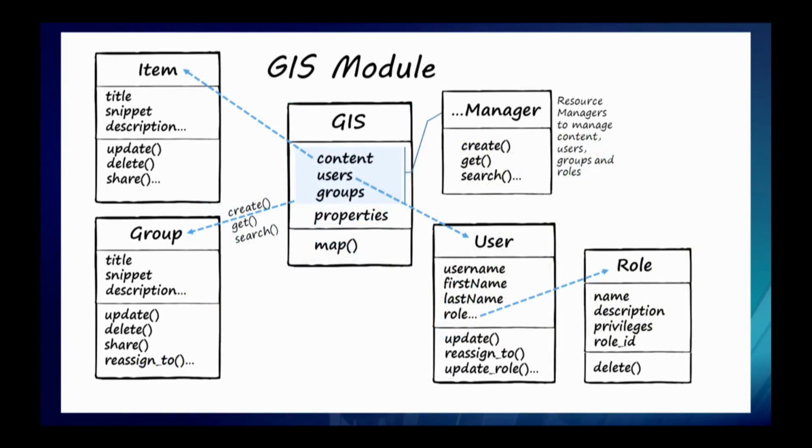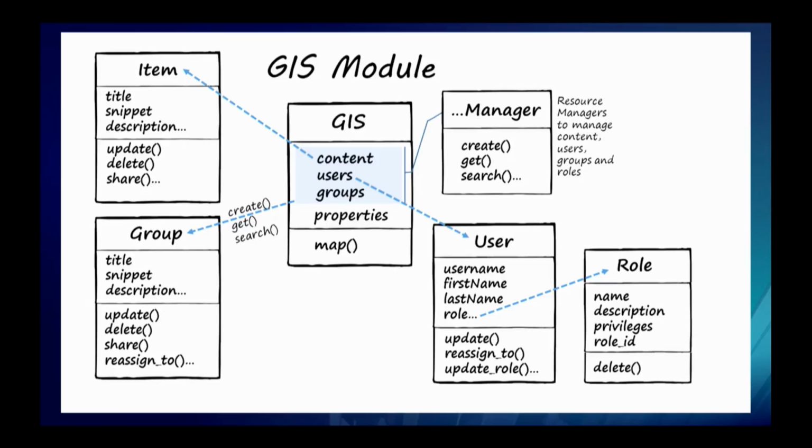So the importance of the GIS model, it's pretty powerful because from that you get content, right? Whether you're adding content, updating, deleting, sharing, you get the ability to work with groups, right? Create, etc., update, share, reassign.